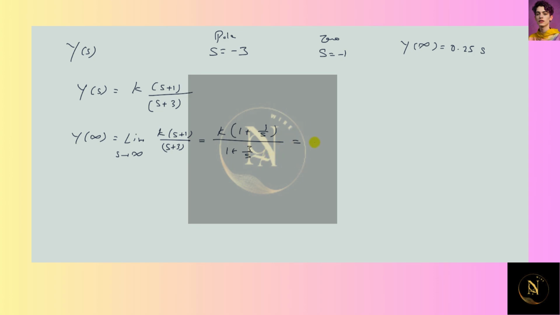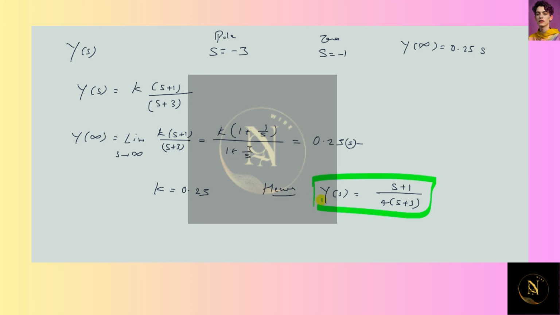which equals capital K, so this term is K equals 0.25 S. From here we are getting K equals 0.25. Hence we can write Y(s) equals (s plus 1) divided by, putting the value K equals 0.25, 4 multiplied by (s plus 3). So this is the answer for part A.